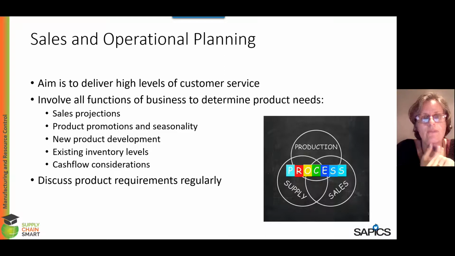You need to understand your inventory levels. You need to understand your cash flow considerations. And you also need to understand the seasonality of your demand. So, for example, in the beverage industry, there's always a peak over the Easter weekend and over the Christmas season when people buy more drinks. These things need to be put on top of the sales projections to make sure your demand forecast is accurate.